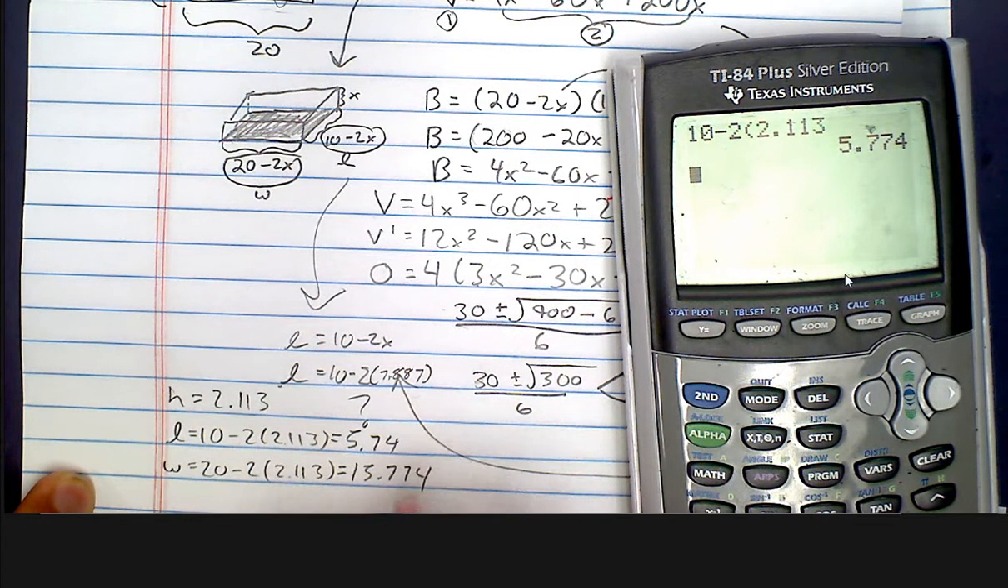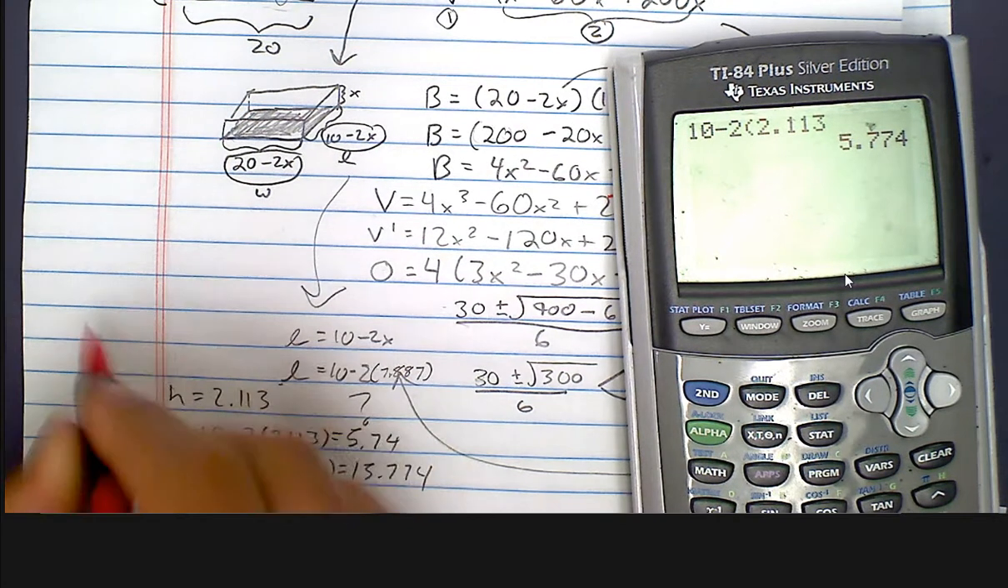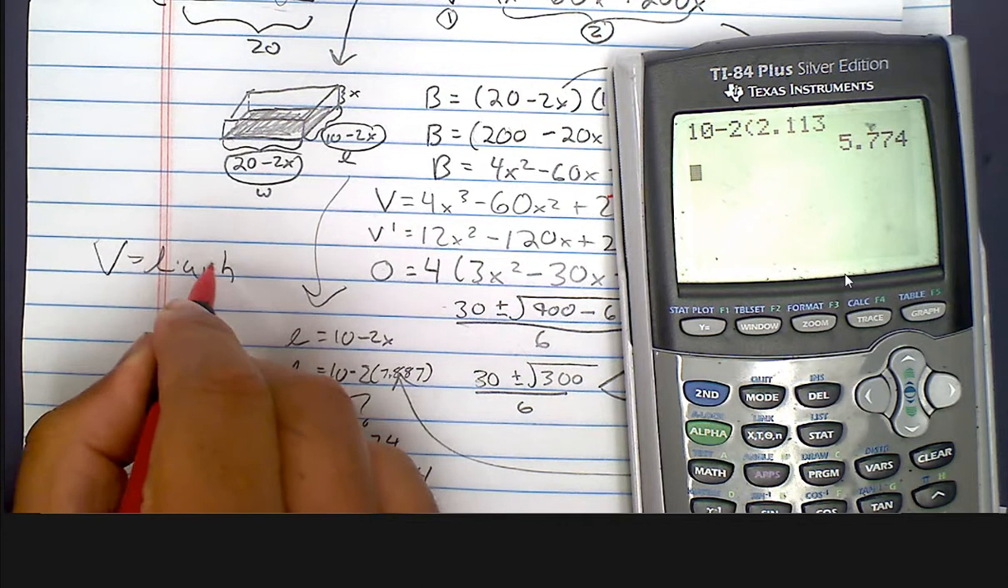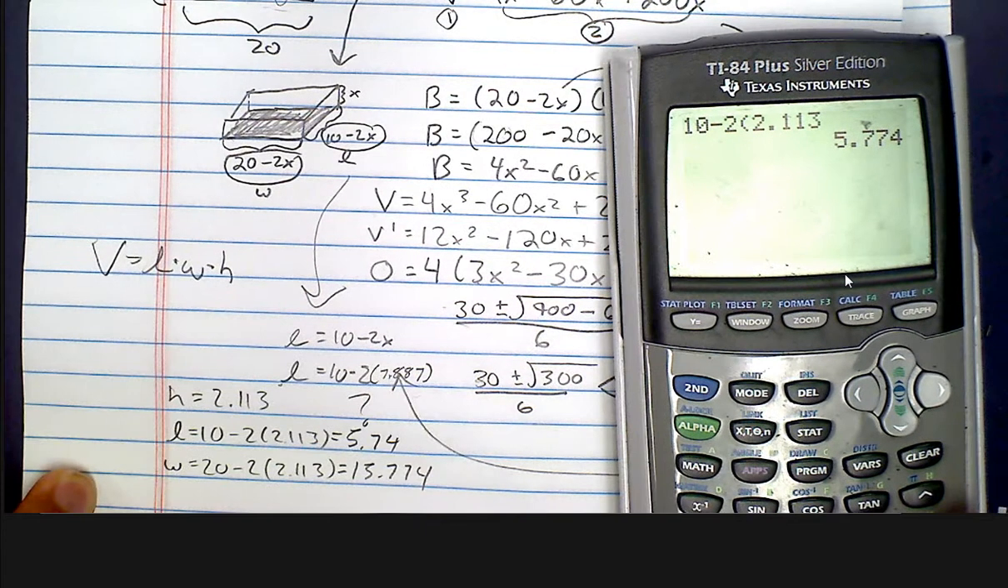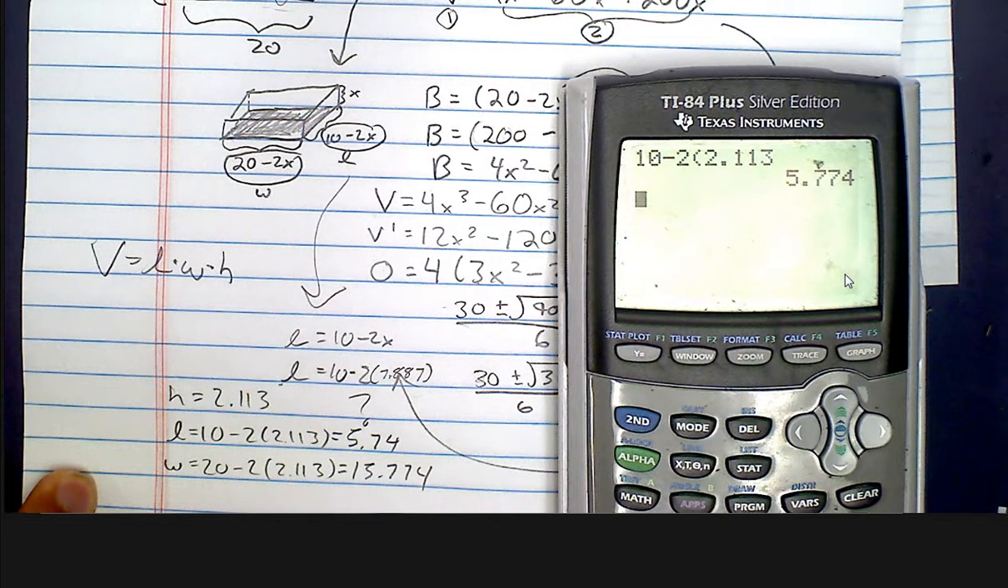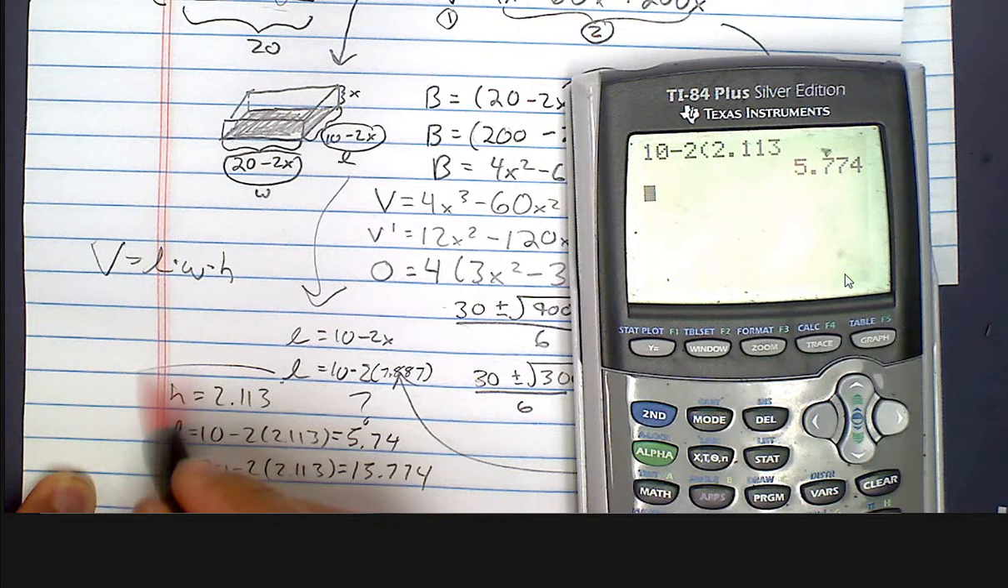And you can find the total volume actually if you wanted to. Alright, you just take your volume is equal to length times width times height. And that's about it. Okay. Alright, so these are your three solutions right here, guys.